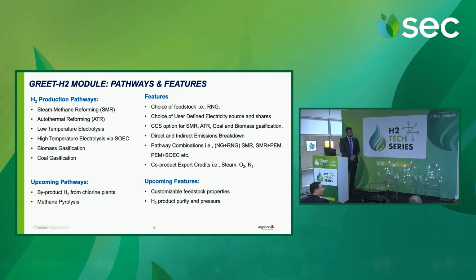There are 2 upcoming features that we will have in the new hydrogen module. One would be to customize the feedstock, such as natural gas. Some refineries have tail gas, which has a different composition than natural gas, to produce hydrogen. They will be able to manipulate or customize their feedstock properties. The additional feature is hydrogen product pressure and purity. Different sources of technologies produce hydrogen at different composition, so they will be able to customize their purity and pressure as well.